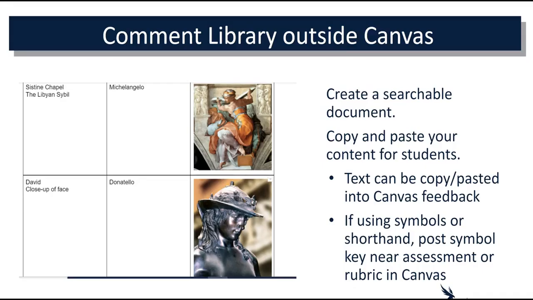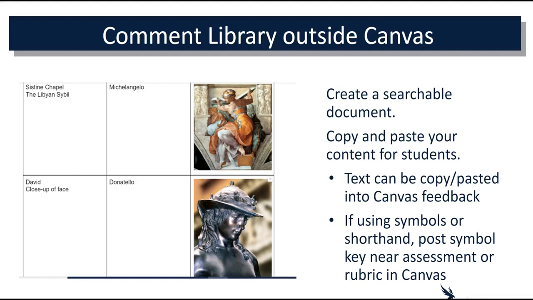All right, so we're back to our slideshow, and I wanted to mention the comment library outside of Canvas SpeedGrader. This is an absolutely fabulous way to create really in-depth comment libraries that you may want to use for, let's say, mathematical problems, engineering, things with images, something that you can't normally put into the Canvas comment library. So for a comment library outside of Canvas, you'll definitely want to create a searchable document, whether it's in Google Docs or Microsoft Word, and then put in your comments.